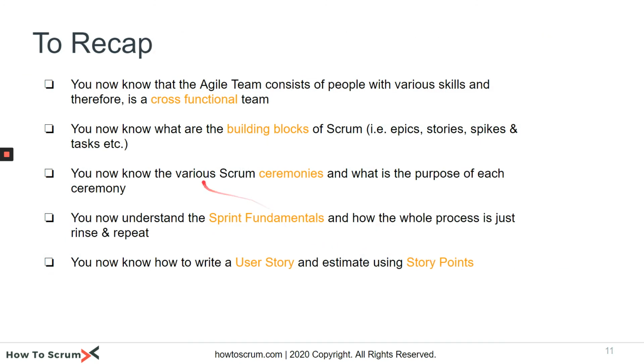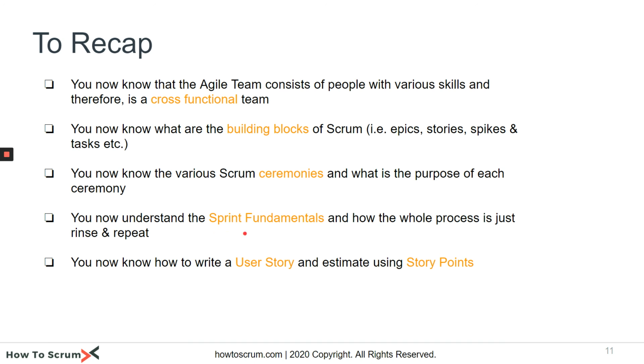So just to recap, you now know that the agile team consists of people with various skills, therefore they are cross-functional. Each one is a superstar. You know that the building blocks of a Scrum are epics, stories, spikes, and you know what they mean. And you also know that there are ceremonies that the Scrum Master puts together, the team must attend and must adhere to, and the Scrum Master makes sure that they are following the agile principles on that. You also understand what the sprint fundamentals are, i.e., what do they need to do within a sprint, which is normally 2 weeks. You can have more than that, but you understand that it's a time-boxed approach.